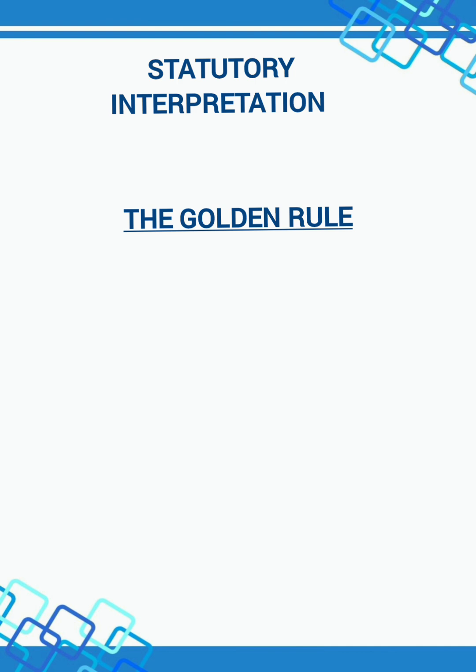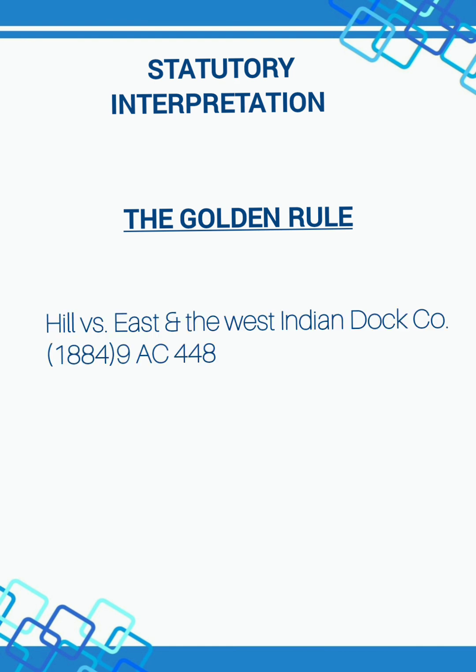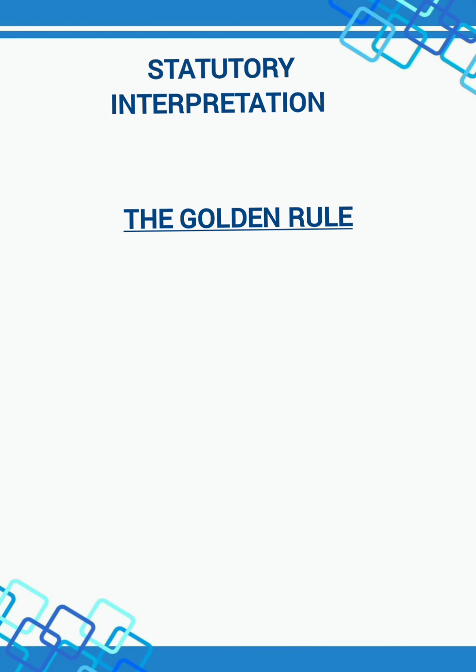So you never know, right? You never know. The judge may end up changing the whole provision of the law, right? Because we see in the case of Hill versus East and the West Indian Dock Company, it was stressed that what seems absurd to one man does not seem absurd to another, right? One judge may see this provision as absurd if they use the literal rule, but to another person it would not be absurd at all. Therefore, it violates the doctrine of separation of powers.